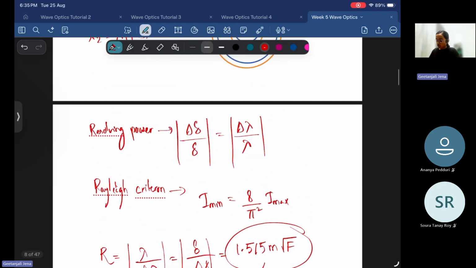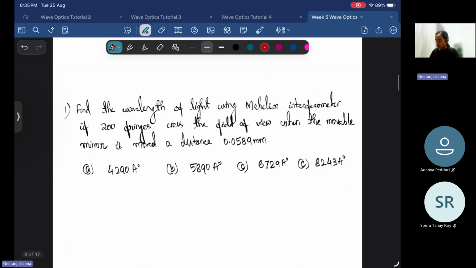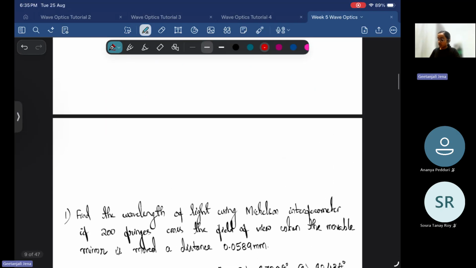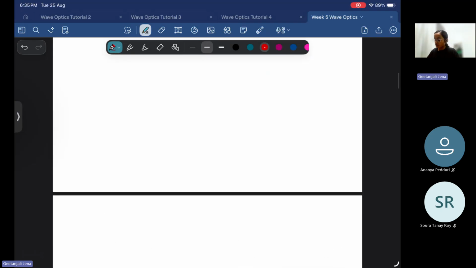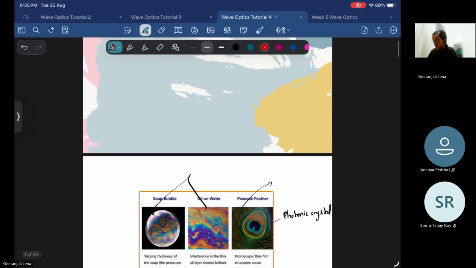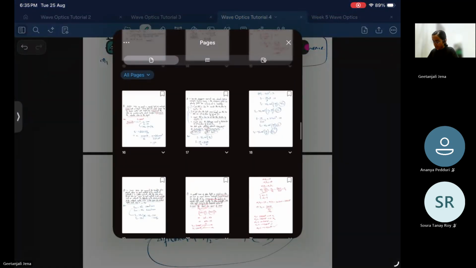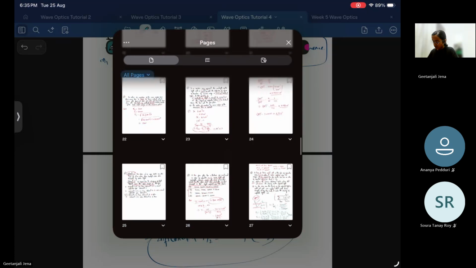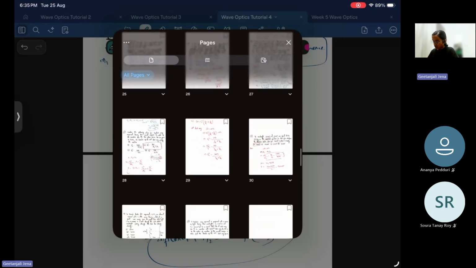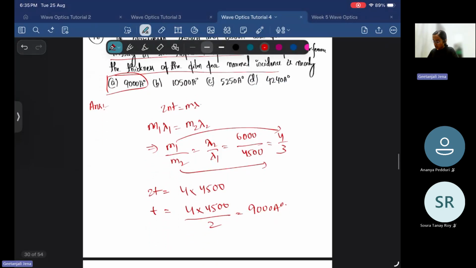So we'll start solving a few problems now. Before solving problems related to week 8, let us see two of the problems that we haven't solved from week 4. After that, we'll move to week 5. I think up to question number 18, we have solved it.